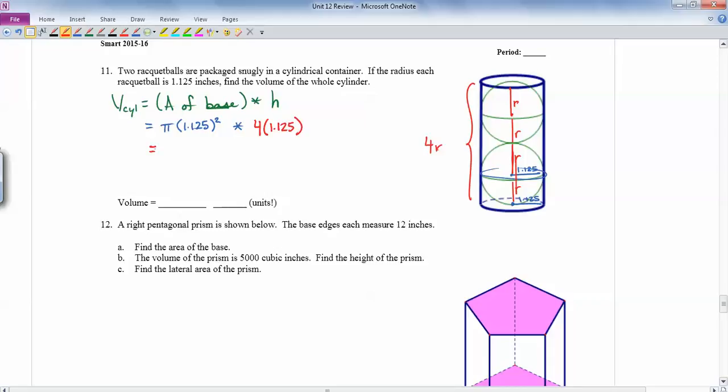So let's see what we get out of this. This ends up being 4.5. And then if you multiply by 1.125 squared and pi, the whole thing comes out to be 17.892. These would be cubic inches. All right. Let's take a look at the next one.